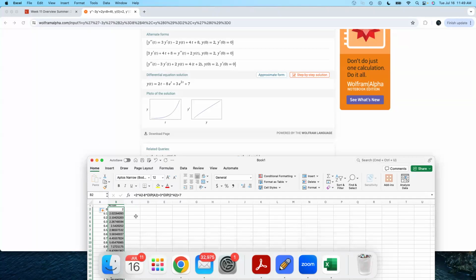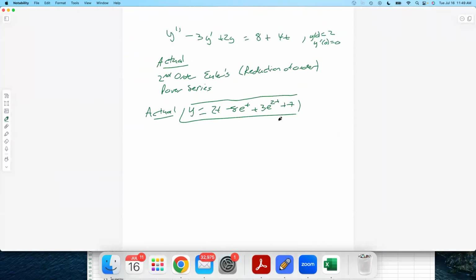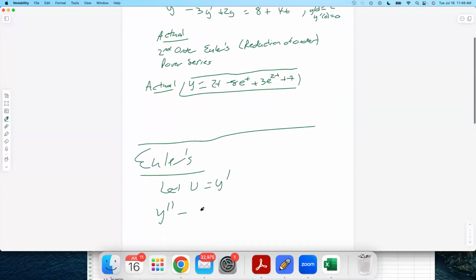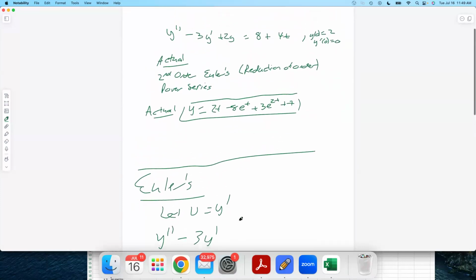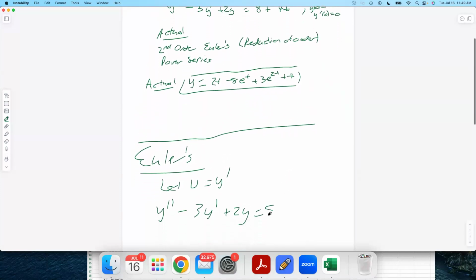So when we graph it, we probably won't graph the whole thing. I pick something that grows really quickly. Okay. Now, what will we do for second order Euler's? We're going to say let V be Y prime. So remember, my DE was this, Y double prime minus 3Y prime plus 2Y equals 8 plus 4T.